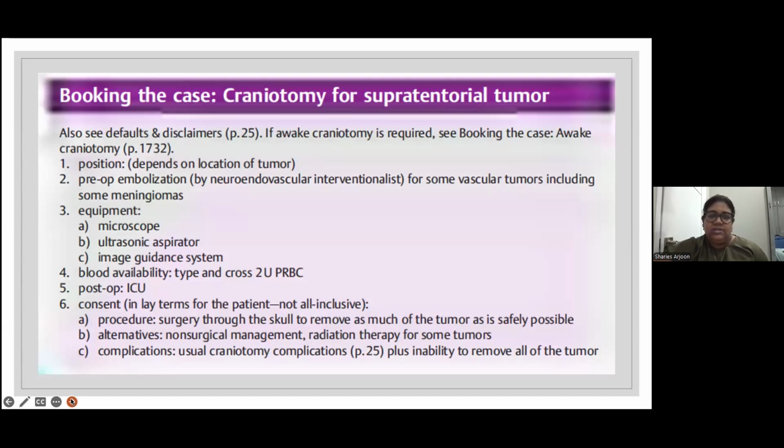So when booking a case for a craniotomy for supratentorial tumors, we want to take into consideration the location of the tumor, as this would help in planning the position and determining where the craniotomy would be. You'd want to consider if you want to do preoperative embolization for some of the vascular tumors, including some meningiomas, and you'd want to ensure that your equipment is procured, such as the neurosurgical microscope, ultrasonic aspirator, and image guidance systems, the availability of blood, an ICU bed, and consent in layman's terms to the patient, including the procedure, alternatives, and complications.